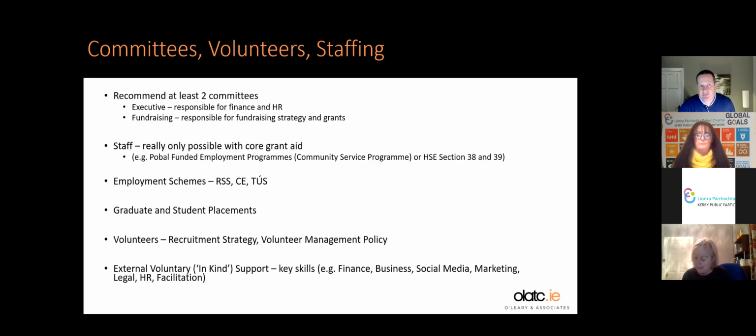Every organization pretty much out there, whether it be a GAA club or a local community centre, is reliant on schemes to bring in staff. So you've got your Rural Social Scheme people, your Community Employment staff, your TÚS staff as well. Now, again, you can be very lucky and get really good people on board that actually move from a scheme to maybe full-time employment within the organization, which happens a lot.